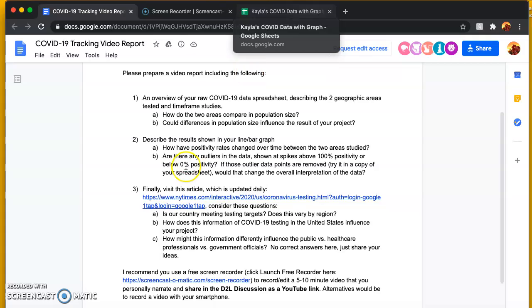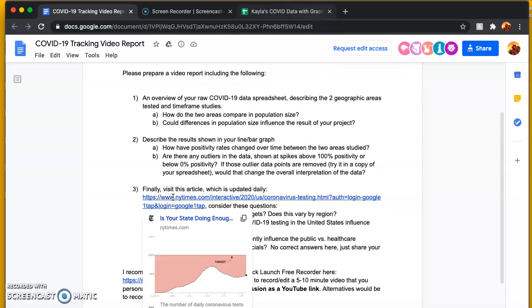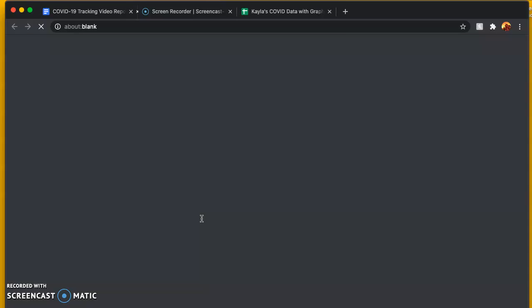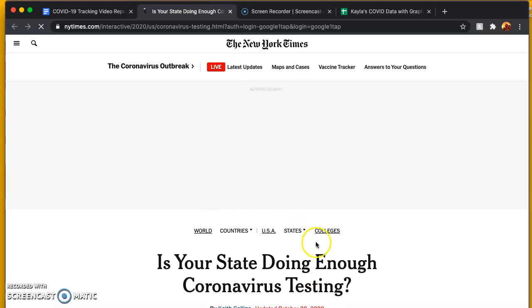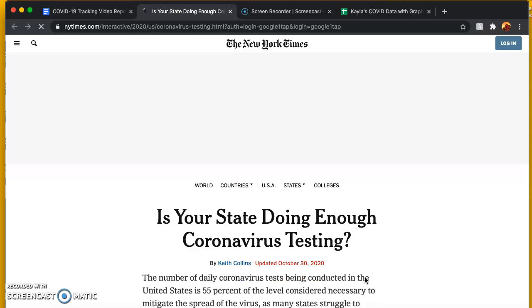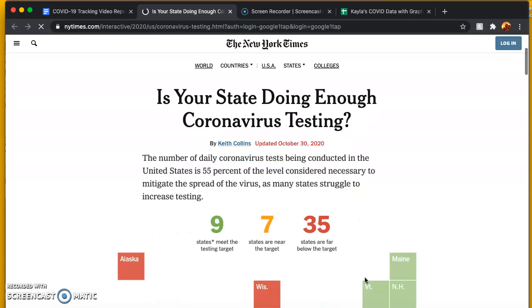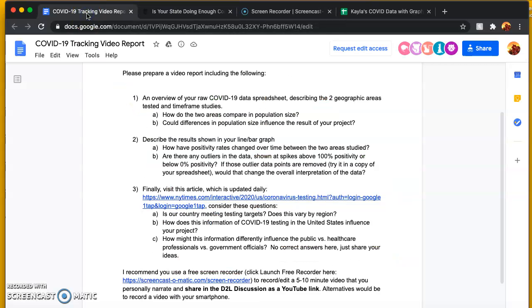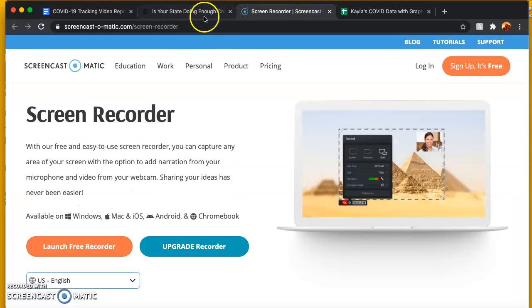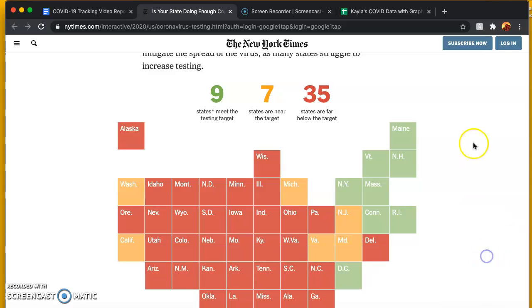And I think we can take a look at this. All right. Question: is our country meeting testing targets? Does this vary by region? Let's look. Oh, no, sorry. Okay.